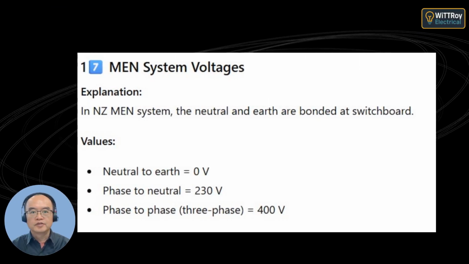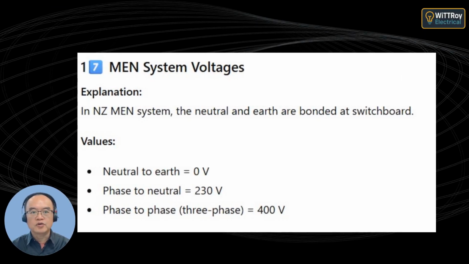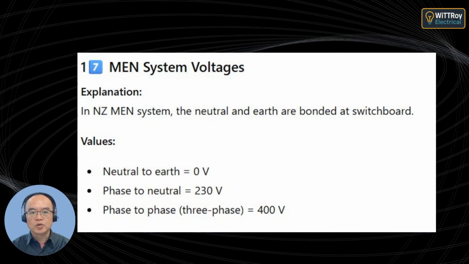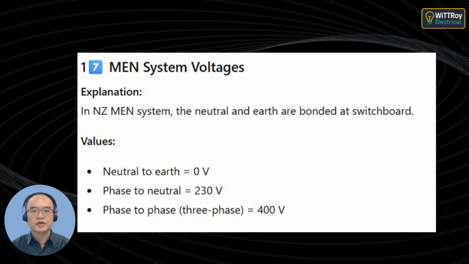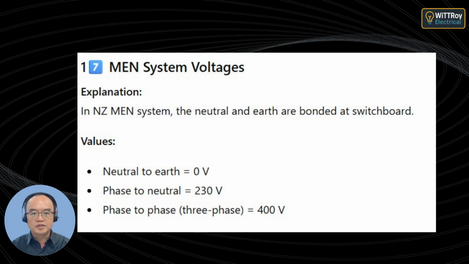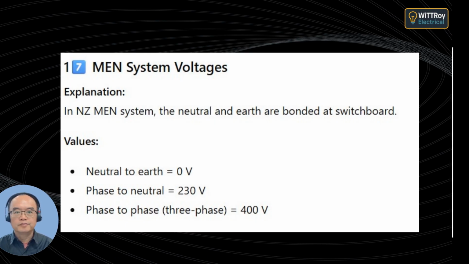In New Zealand, the MEN system connects neutral and earth together at the main switchboard. So, neutral to earth is 0 volts, phase to neutral is 230 volts, and phase to phase is 400 volts. That's our standard domestic supply.